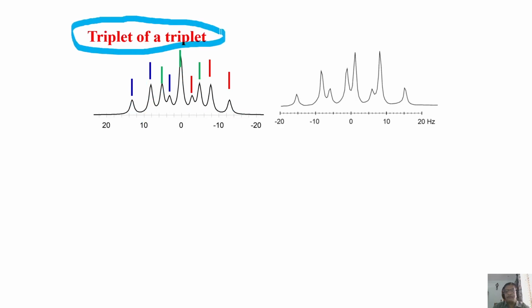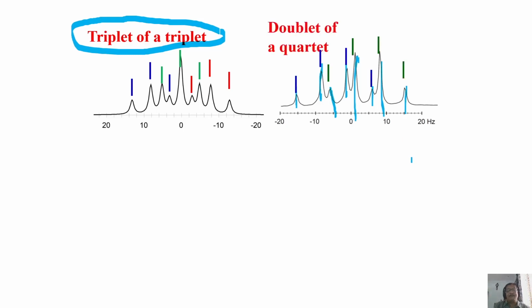What about this one? Don't get confused. Look at this peak. 1, 3, 3, 1. What is this? It's a quartet. Now 1, 3, 3, and 1. What is this? Another quartet. So it is two quartets. It is a doublet. Each line of the doublet is split into a quartet. It is called a doublet of quartets.